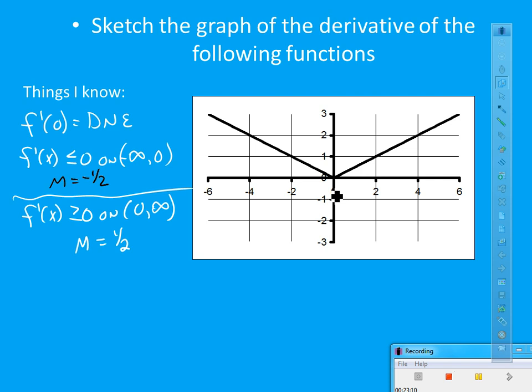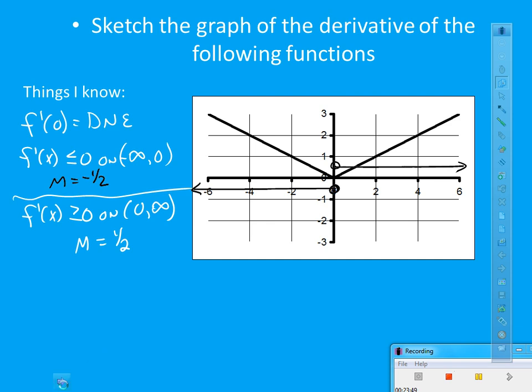So here goes. I got an open dot right there because the derivative does not exist, and I know that my slope is -1/2. Here's the slope of this line. Well, the slope of this line was +1/2. So I got an open dot right there, and I've got this line going like that. So it's a piecewise graph. The slope of this one happened to be -1/2, and the slope of this one happened to be +1/2. Okay?